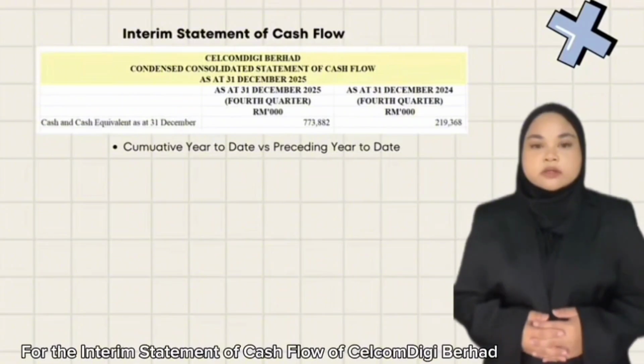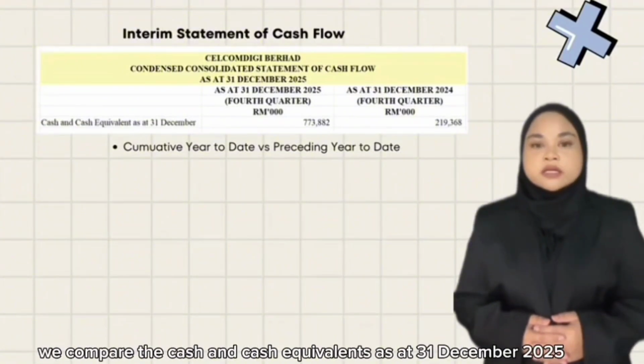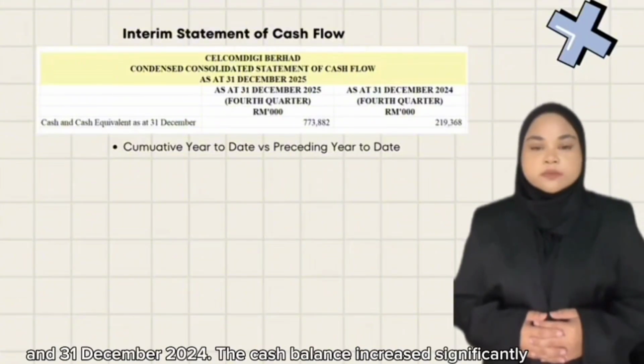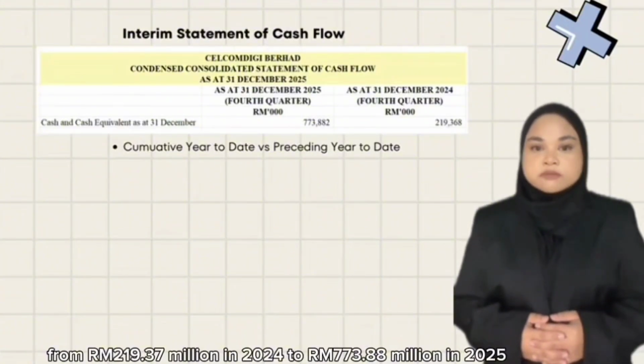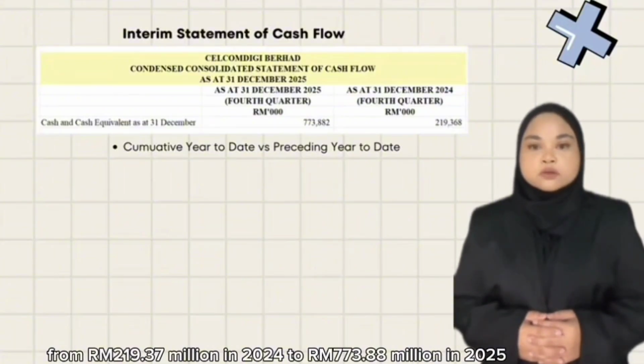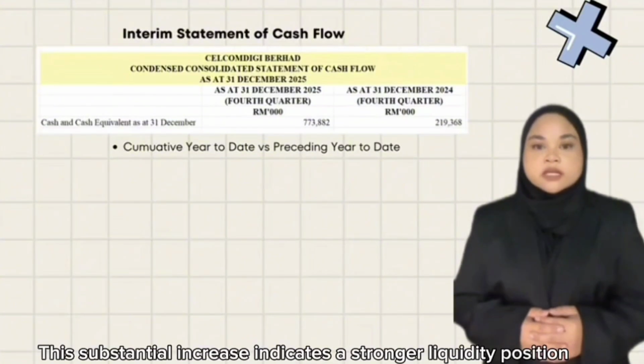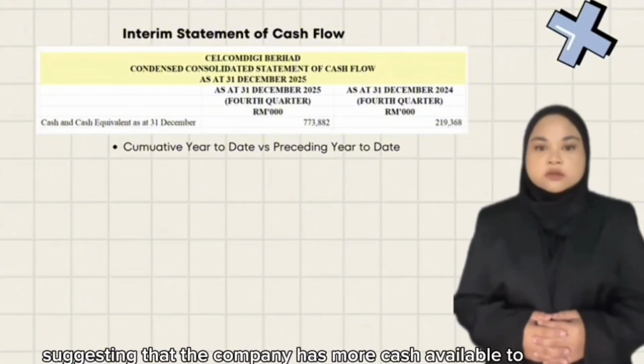For the interim statement of cash flow of Celcom Digi Berhad, we compare the cash and cash equivalents as at 31st December 2025 and 31st December 2024. The cash balance increased significantly from 290.37 million ringgit in 2024 to 773.88 million ringgit in 2025. This substantial increase indicates a stronger liquidity position, suggesting that the company has more cash available to meet its short-term obligations.